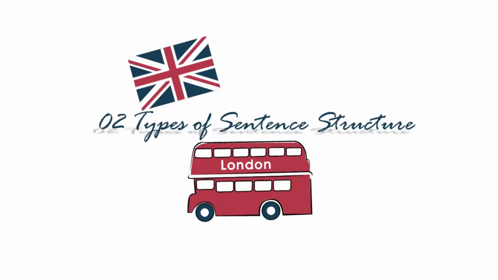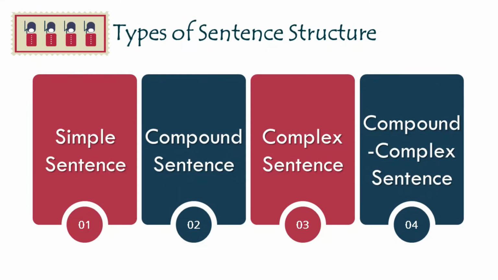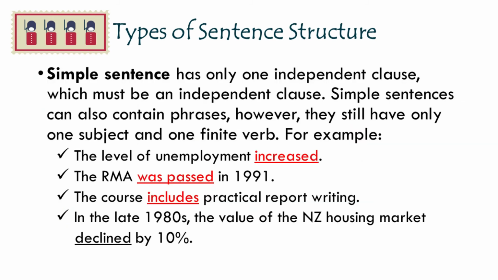Part 2. Types of sentences. Types of sentence structure are simple sentence, compound sentence, complex sentence, and compound-complex sentence. 1. Simple sentence. It must have only one independent clause. It could also be formed by a phrase, but it should have one subject and one main verb. You can see the examples on the graphics. The red and underlined words are the main verbs.